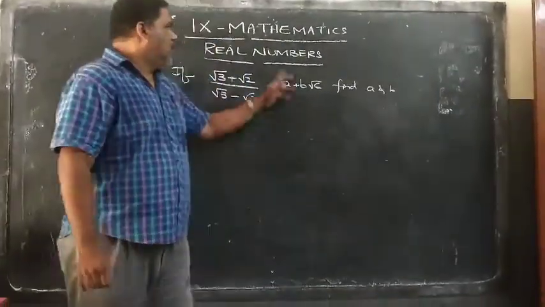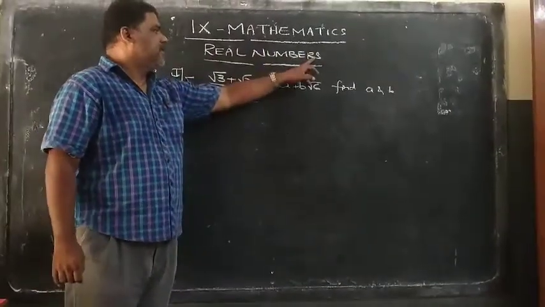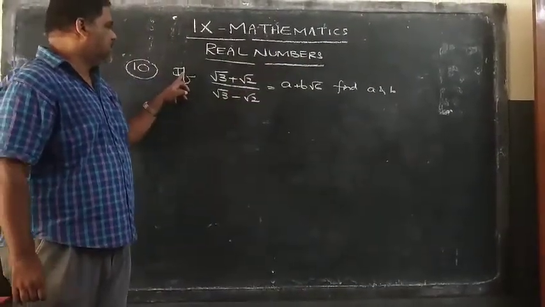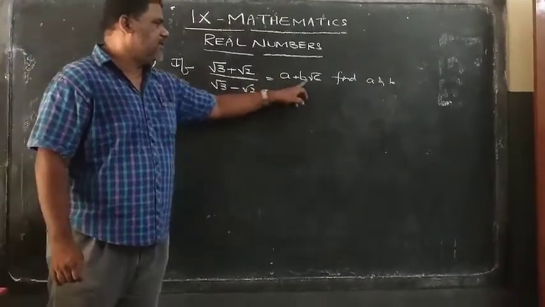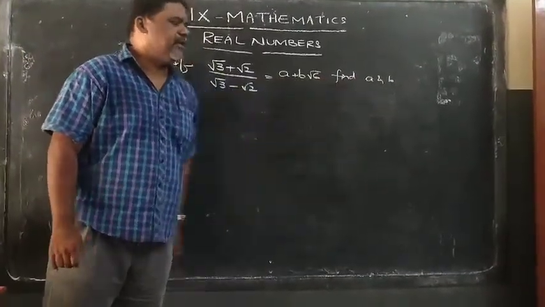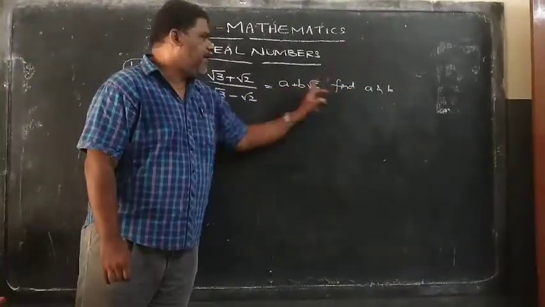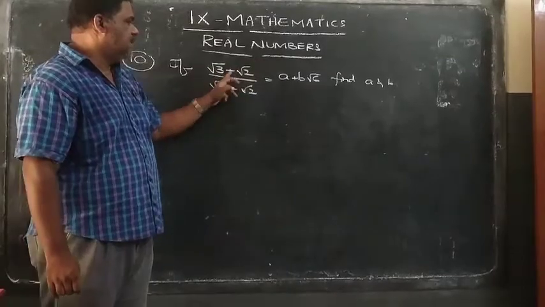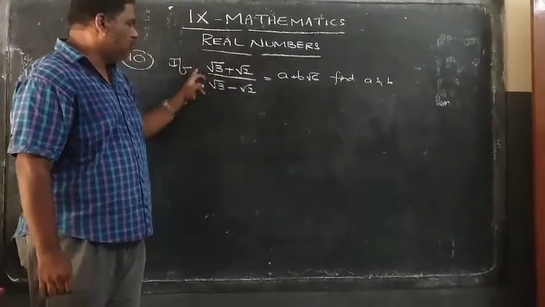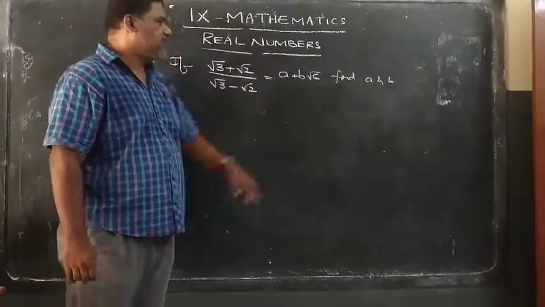Today we are going to conclude this chapter, real numbers. So here in this important sum, if (root 3 plus root 2) by (root 3 minus root 2) is a plus b root 6, we should find out a and b. To find a value and b value, first we should express this LHS like RHS.